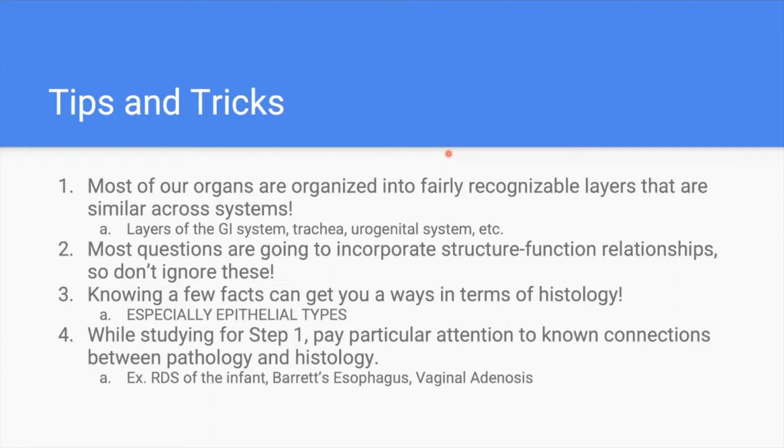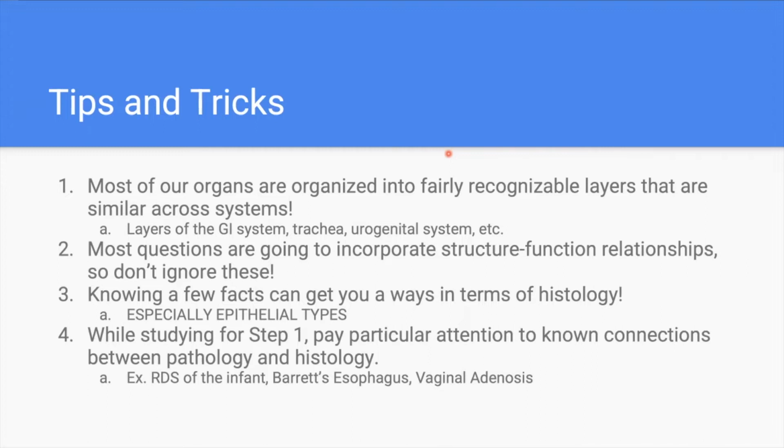So if you consider the layers of the GI system, right, we have our mucosa, our submucosa, our muscularis externa, and then our serosa or adventitia on the outside. That's very comparable to the wall of the ureter or the wall of the trachea. They're very similarly oriented, where we have our epithelial layer, and then we have some submucosal layer for blood vessels and connective tissue, and then we have a muscular layer oftentimes, and then we have an outside connective tissue layer. And that is pretty well conserved across different systems within our body.